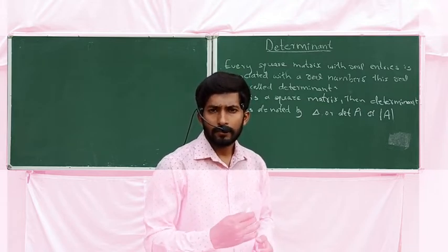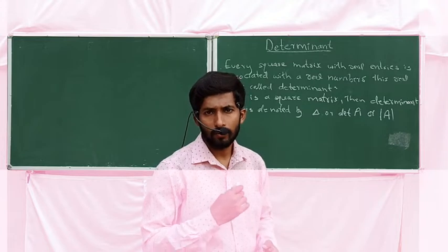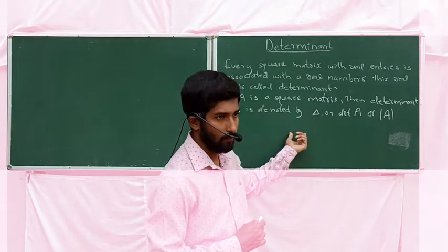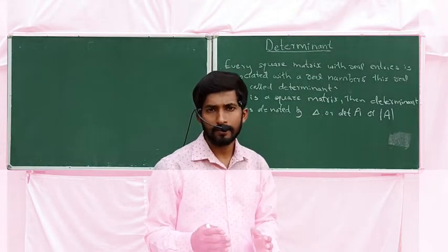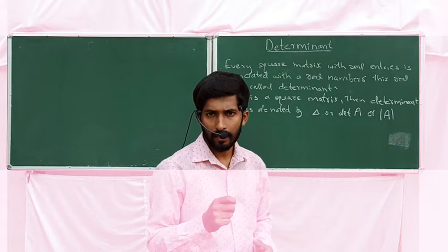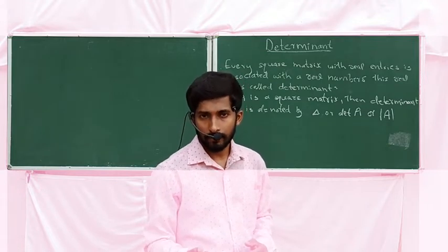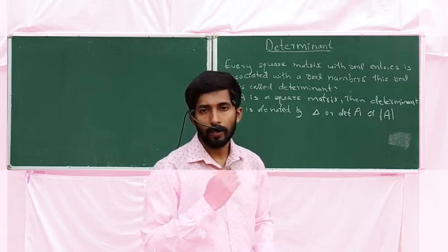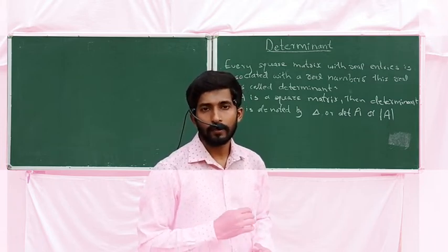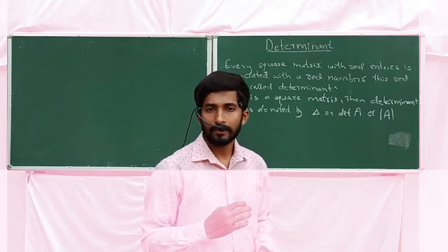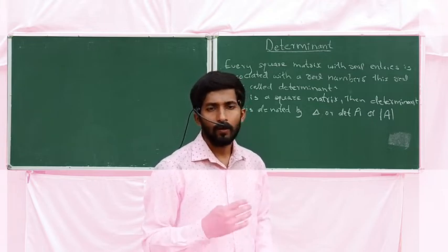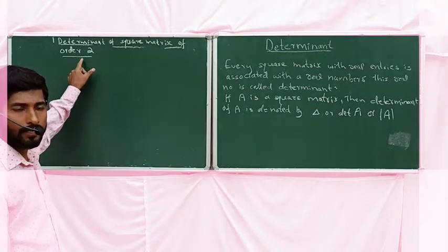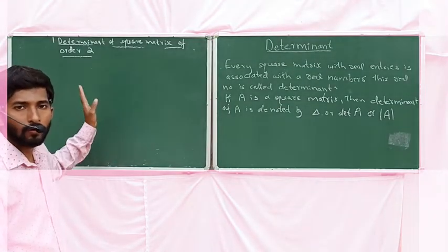Order 3 square matrix is there, order 2 square matrix is there. Some methods are there how to calculate that particular real number. Given square matrix is associated with one particular real number, we called it as determinant. To calculate determinant, some particular methods are there. See one by one. First, see how to calculate determinant of the matrix of order 2. Next, how to calculate the determinant of the square matrix of order 3.